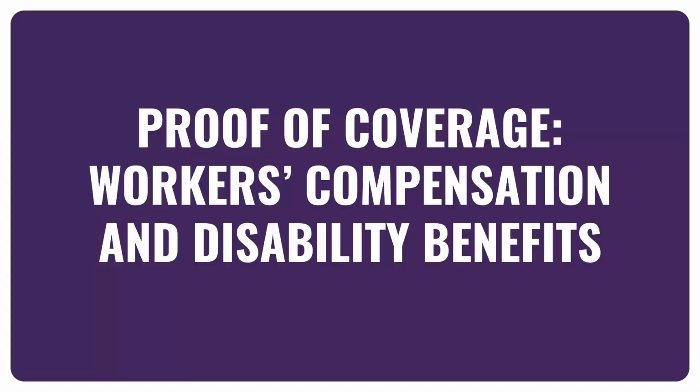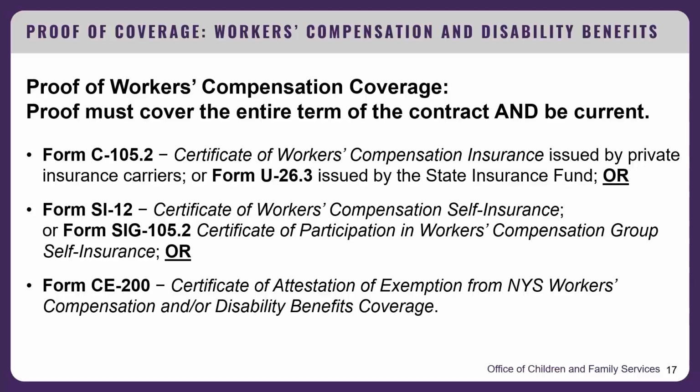Next, your organization will need to provide proof of coverage for both workers' compensation and disability benefits, or, if applicable, proof that you are exempt from carrying these coverages. Proof of workers' compensation coverage: you must maintain coverage for the entire term of the contract. You will submit proof of your current coverage as well as any renewals as needed to cover the full term of the contract. This means submitting one of the forms listed here, or if your organization is not subject to workers' compensation coverage, a certificate of exemption, CE 200, is required.